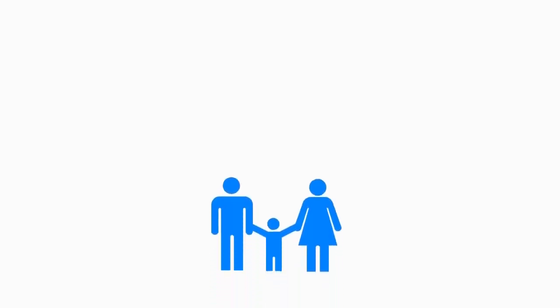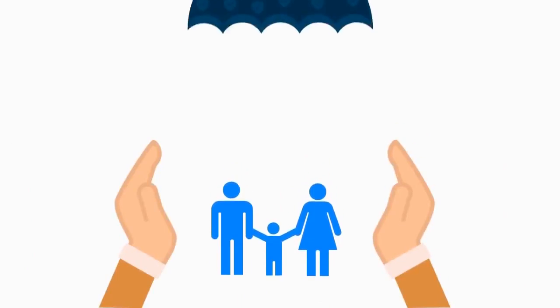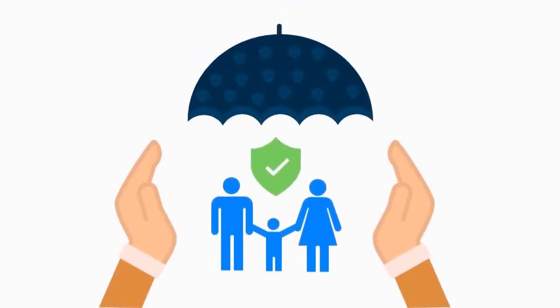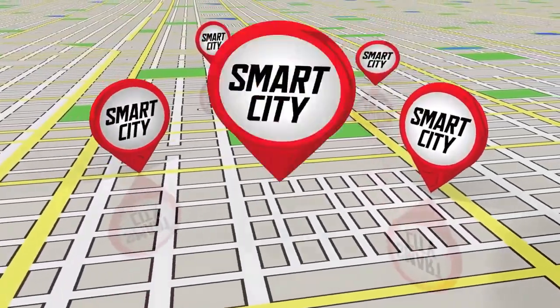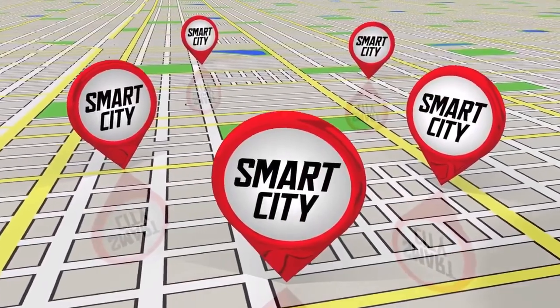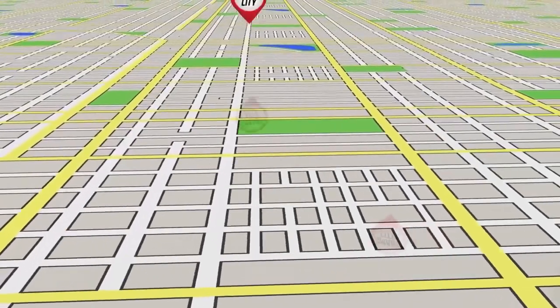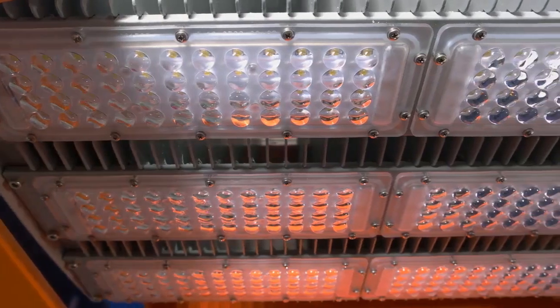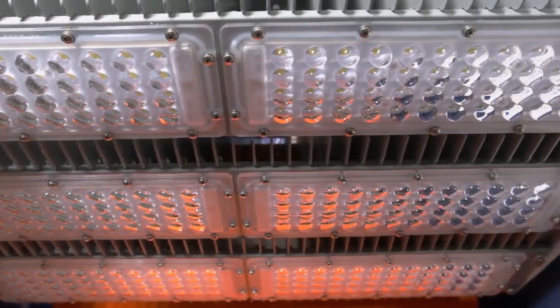Ayushman Bharat, a national health insurance scheme aimed at providing access to quality healthcare services to the poor and vulnerable sections of society. Smart Cities Mission, an initiative aimed at developing 100 smart cities in India that are equipped with modern infrastructure and services. Saubhagya Scheme, a scheme aimed at providing electrification to all households in India.